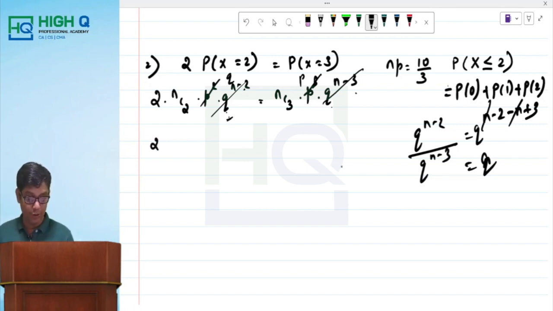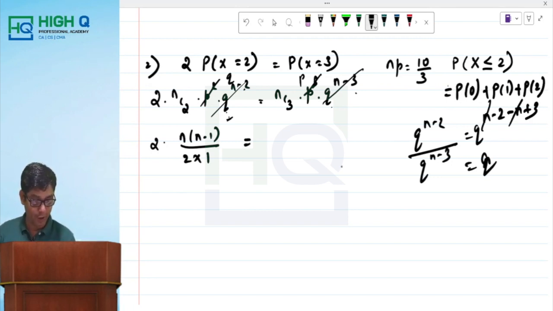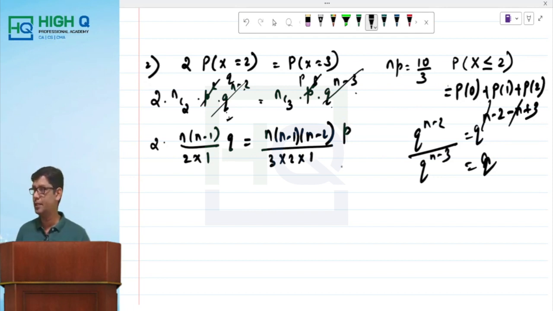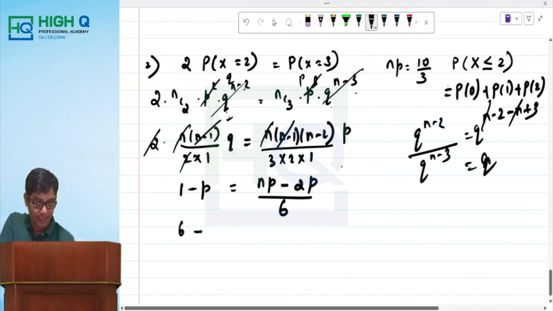Fine. So, 2 into, what is NC2? N into (N-1) divided by 2 into 1. I hope you remember. 5C2 means what we write? 5 into 4 by 2 into 1. Consecutive numbers. Now, what is NC3? Into Q. What is NC3? Into P divided by 6. Say yes or no, my dear. Am I right? Now, tell me what is Q? 1 minus P. Open the brackets. NP minus 2P divided by 6. Cross multiply. 6 minus 6P.